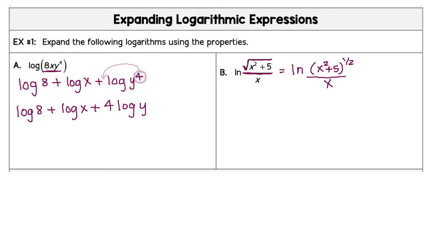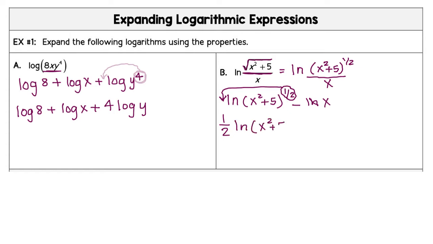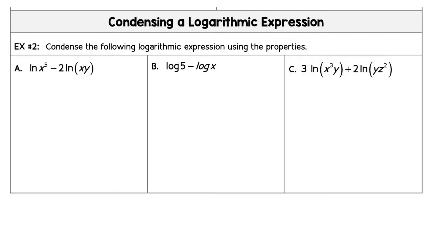Now we're ready to do some expanding. So here we're going to have natural log of x squared plus 5 to the 1/2, minus natural log x. And then we've got to move this exponent down to the front. That's got to move down. And so we have 1/2 natural log x squared plus 5, and then minus natural log of x. Right? Now let's condense this.